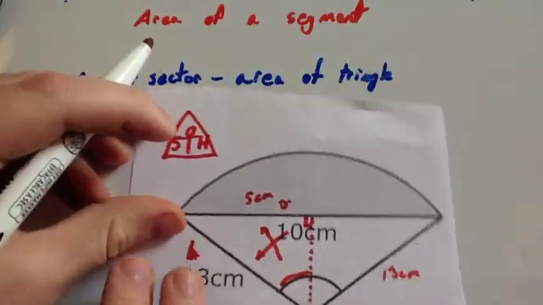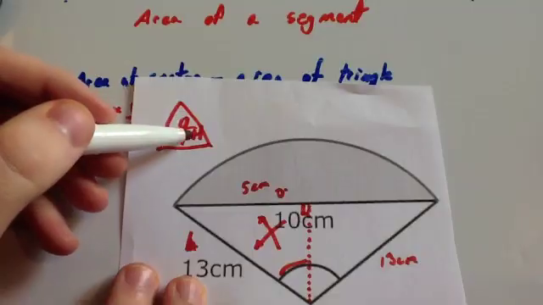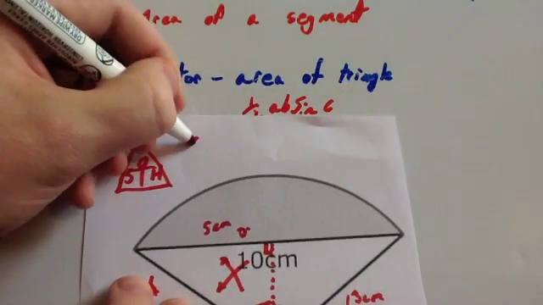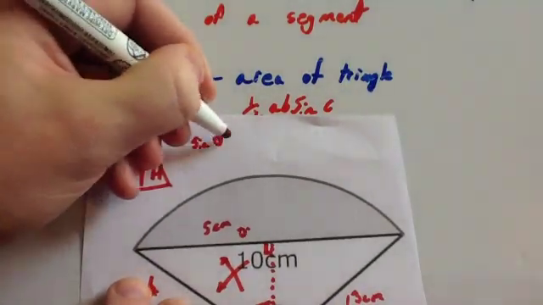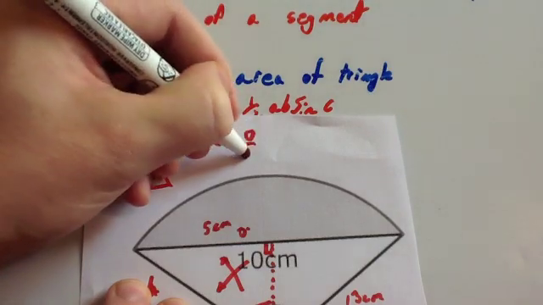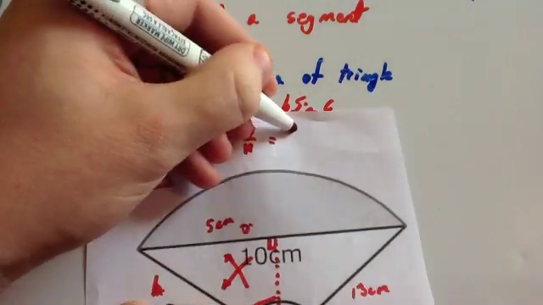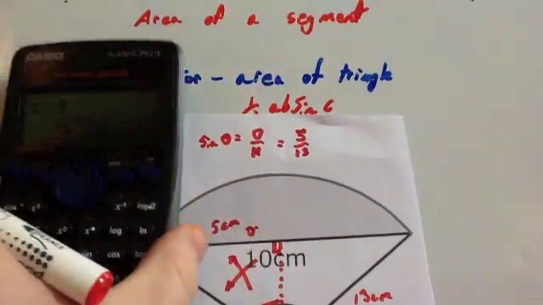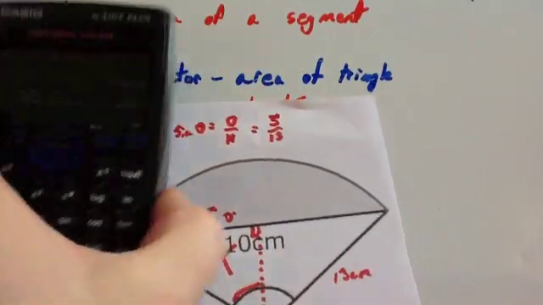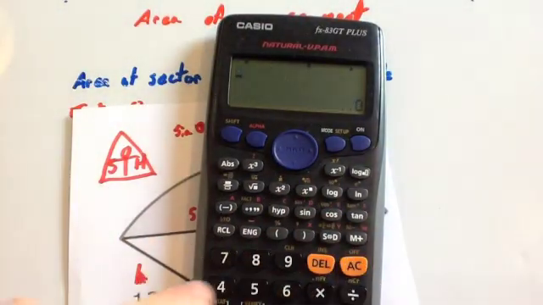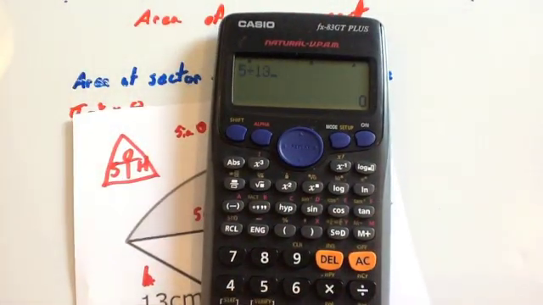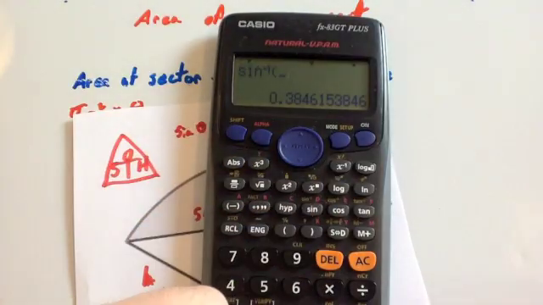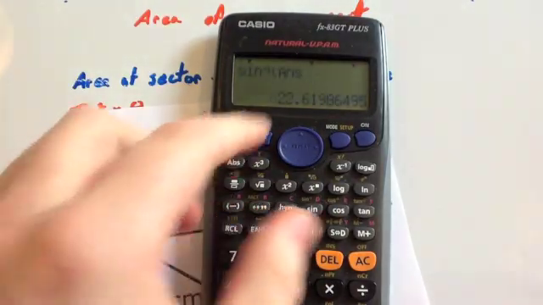Okay, we're trying to find out what the angle is. So we're going to do opposite divided by hypotenuse. So sine beta equals opposite divided by hypotenuse, so it's going to be equal to 5 divided by 13. So we do 5 divided by 13 on our calculator and then press the inverse sine. So 5 divided by 13 and then shift sine and then answer. So we get 22.619 and so on degrees.